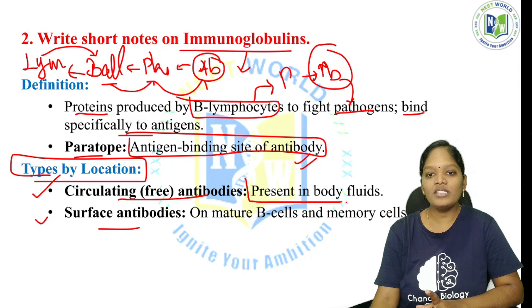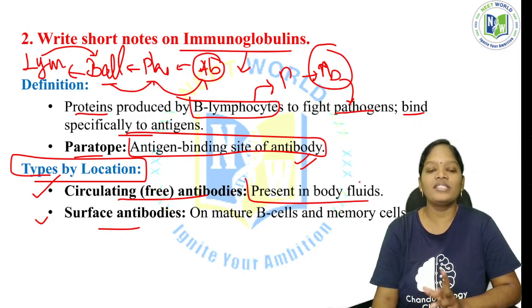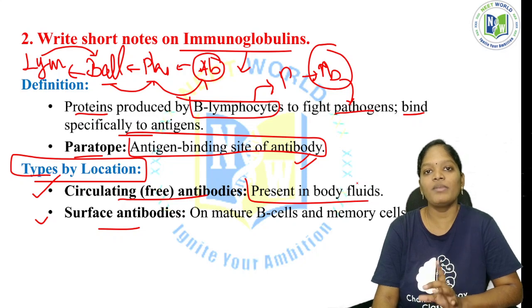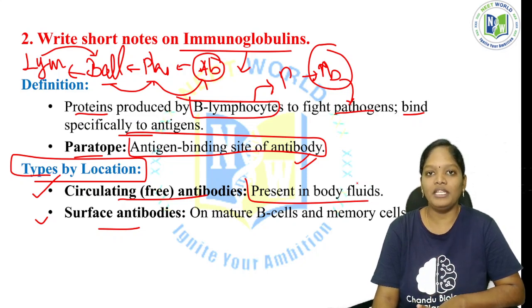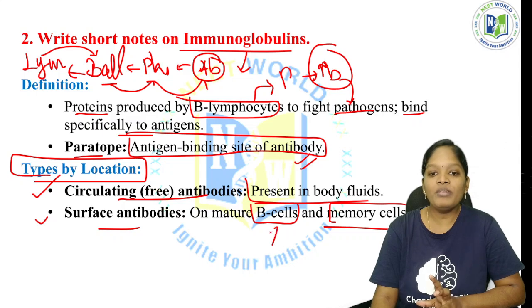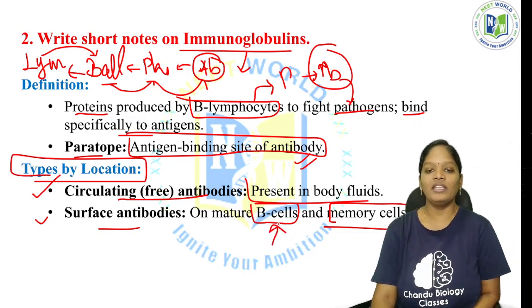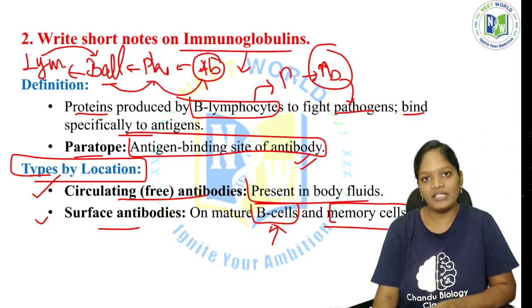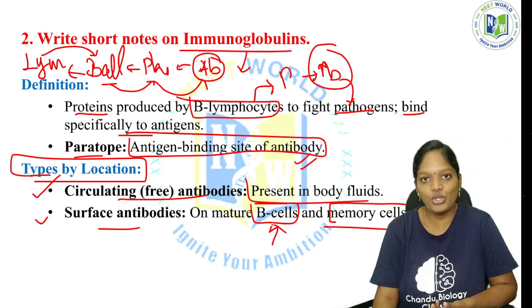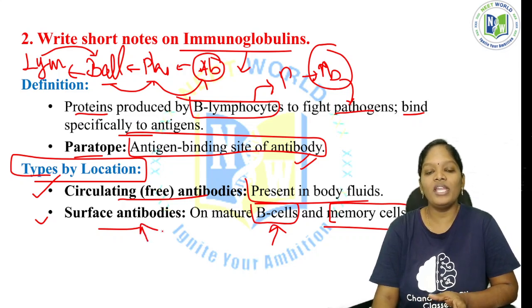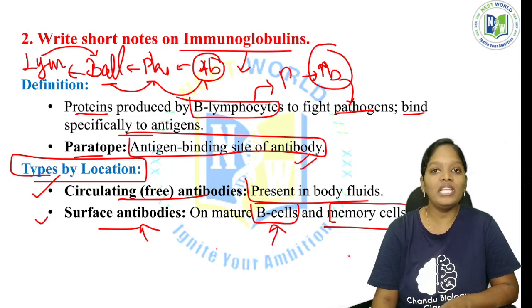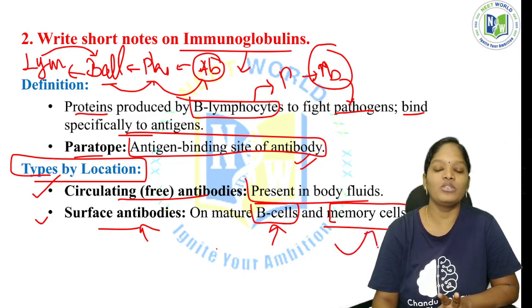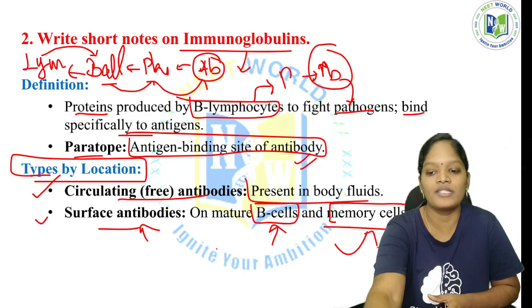The antibodies present in the body fluids are called circulating antibodies. These fluids may be either lymph or blood. The surface antibodies are present in the B cells and the memory cells. As I have mentioned in the previous question, mature B cells definitely have an antibody on their cell surface. Only then do we call them mature B cells. Those antibodies we call surface antibodies. Not only in B cells, it is also present in the memory cells, so only then can the memory cells remember the process.